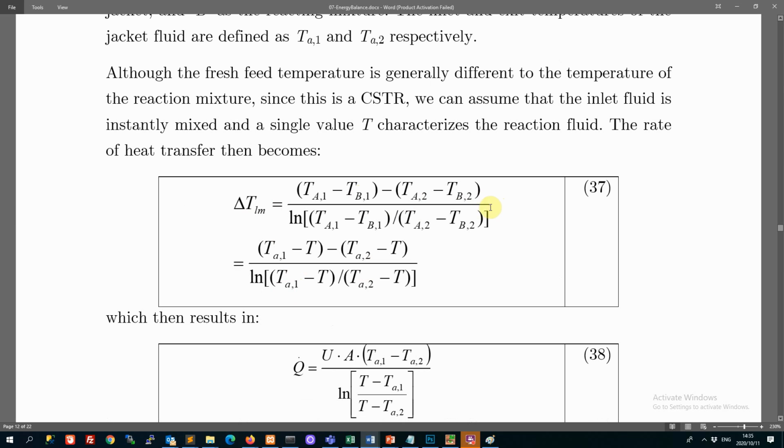So that was the standard definition. You'll have seen this form of it. In the context of the reactor, if we choose A to be the jacket side, then it's TA1 and TA2. So that's the jacket. And then for the reactor itself, the B's, TB1 and TB2. Now you'll see we've just got T's here.